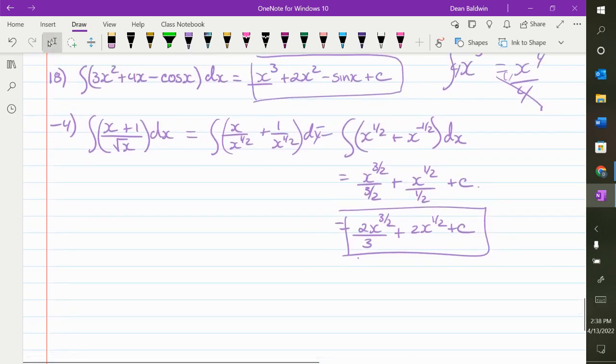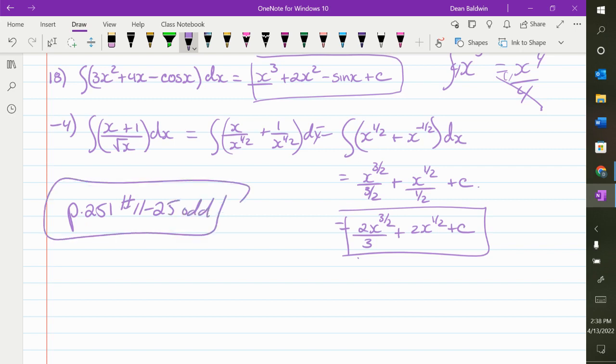Yeah, exactly. Okay, here's your practice questions. Page 251, numbers 11 to 25 odd. I still have some more stuff to do, so I'll give you a bit of time to work on those, and then we'll move on.